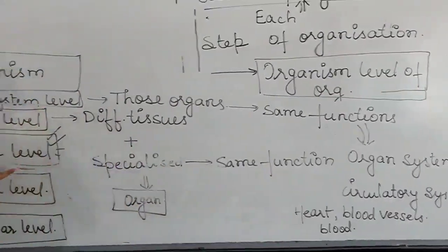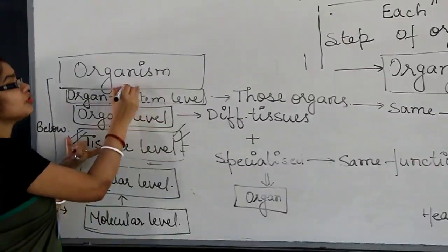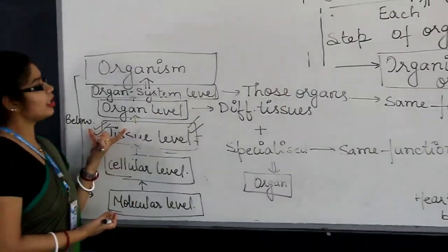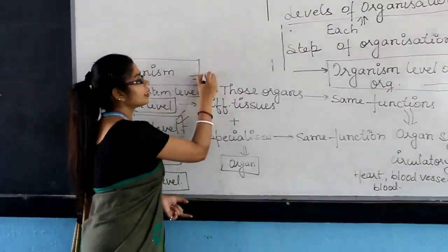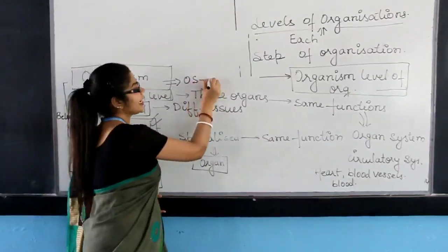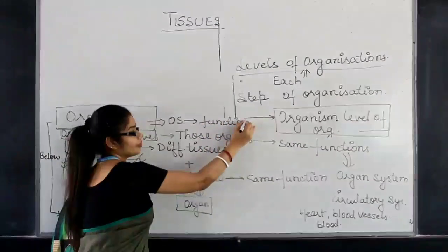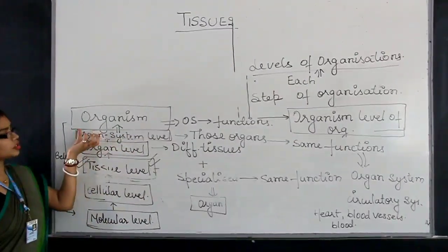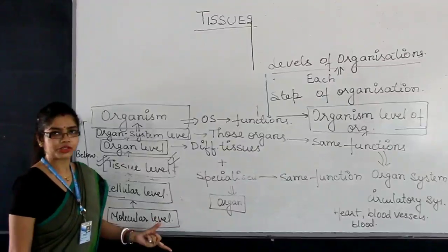And what happens now? This organ system together will lead to formation of the next level that is called the organism level of organization. This means different organ systems will work together to carry out the functions for the body, and this forms the body of the organism, and that is called the organism level of organization.